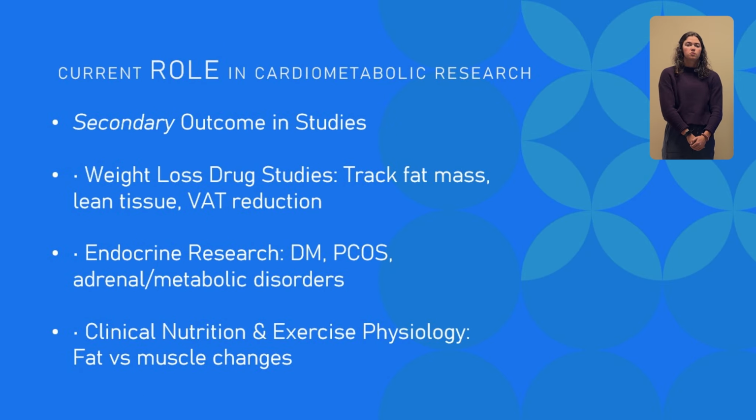So currently, DEXA's role in cardiometabolic research is pretty variable, but it's used in a wide variety of studies. It's mostly used as a secondary outcome in studies where you might use it in adjunct to other tools and devices such as the BMI, BSA, waist to hip ratio, and other blood biomarker tools as well. Typically, you see them most involved in weight loss studies where we can track fat changes over time. It can also be used in endocrine studies where we can evaluate disease prevention and risk stratification, such as in diabetes or PCOS. And it's also used in a lot of clinical nutrition and exercise physiology studies too.